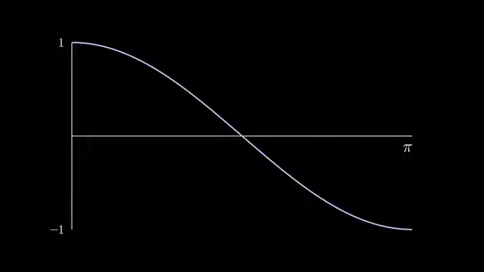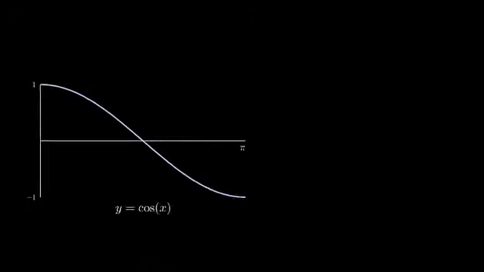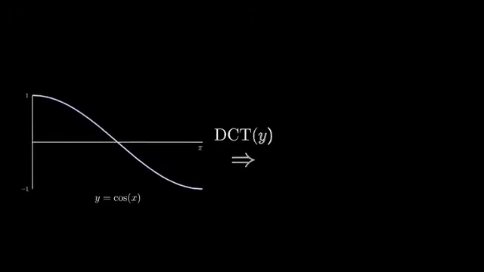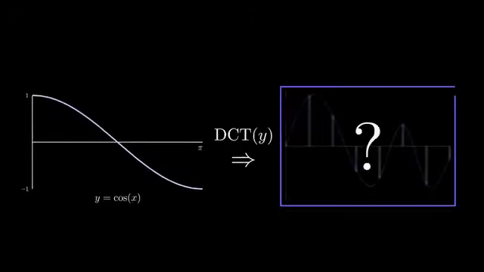Let's start simple and talk about cosine waves. Here's a graph of cosine from 0 to pi. I've given you this general notion that the DCT is supposed to tell us how much of a specific cosine wave is contained in a signal. So let's test this out. What happens if I provide an actual cosine wave as the input signal to the DCT? What do we expect to happen?